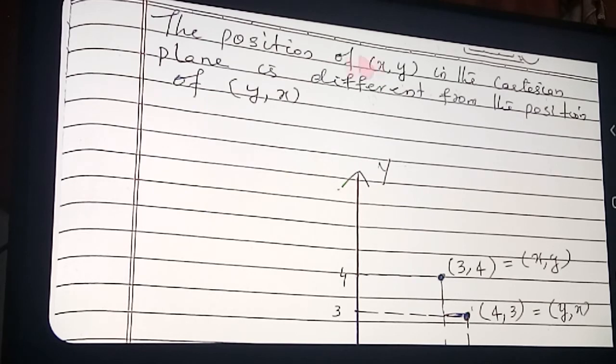The position of xy in the Cartesian plane is different from the position of yx. That is what I have written here. The position of xy and the position of yx are entirely different. The meaning is that the ordered pair (1, 3) is not equal to the ordered pair (3, 1). Ordered pair (2, 5) is not equal to ordered pair (5, 2), etc.